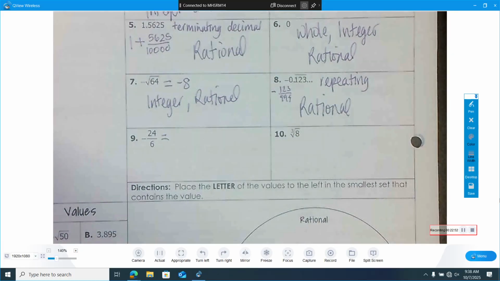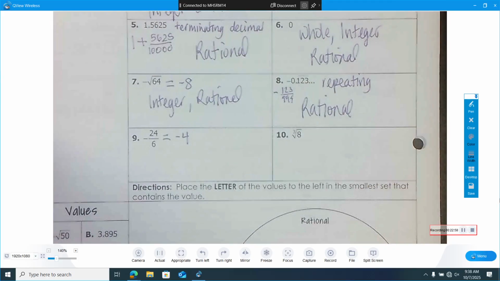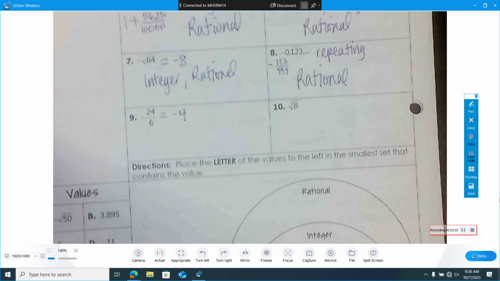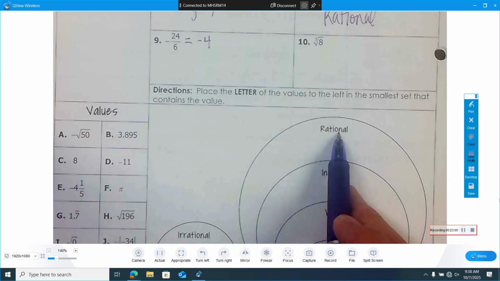Negative 24 over 6, that cleans up. What does it clean up to? Negative 4, very good. Negative 4 is part of which groups? Yeah, it's definitely an integer and rational.